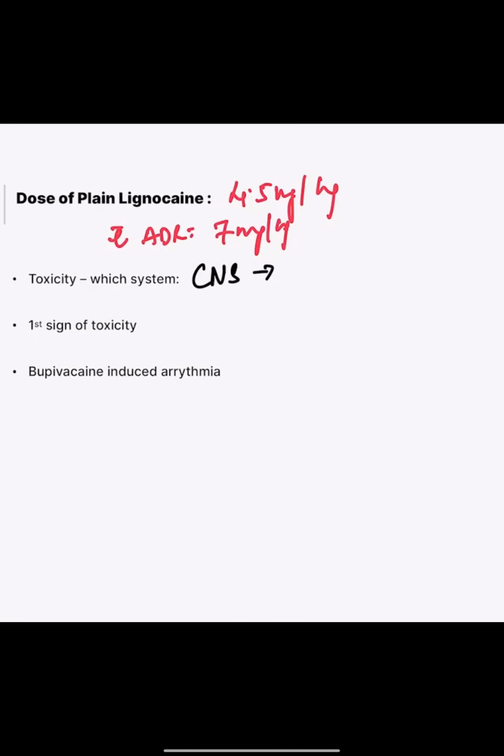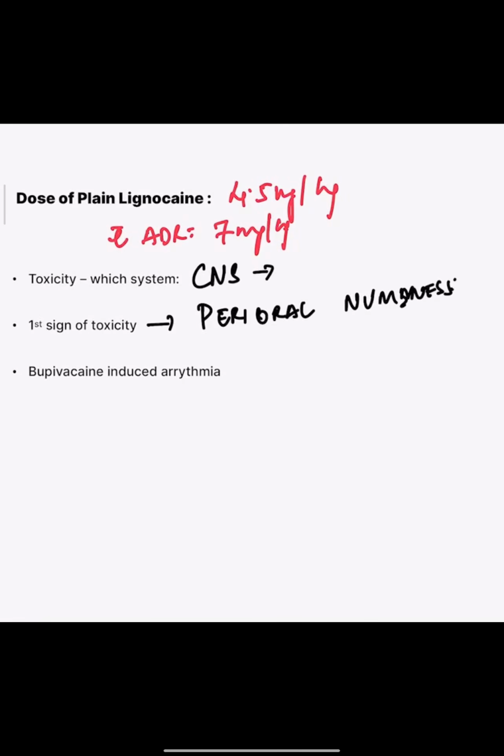Lignocaine always affects the CNS, and the first sign of CNS toxicity produced by lignocaine is perioral numbness. If you give a high dose of lignocaine, slowly the patient will tell the doctor, I am having some numbness near my lips. If you neglect that perioral numbness, slowly the patient will end up with tremors. If you neglect the tremors, the patient will end up with seizures. And if you neglect all these three symptoms, the patient will end up in respiratory or cardiac arrest also. So remember, the most important toxicity of lignocaine is central nervous system toxicity. It will give you time. Directly it won't jump to cardiac arrest.